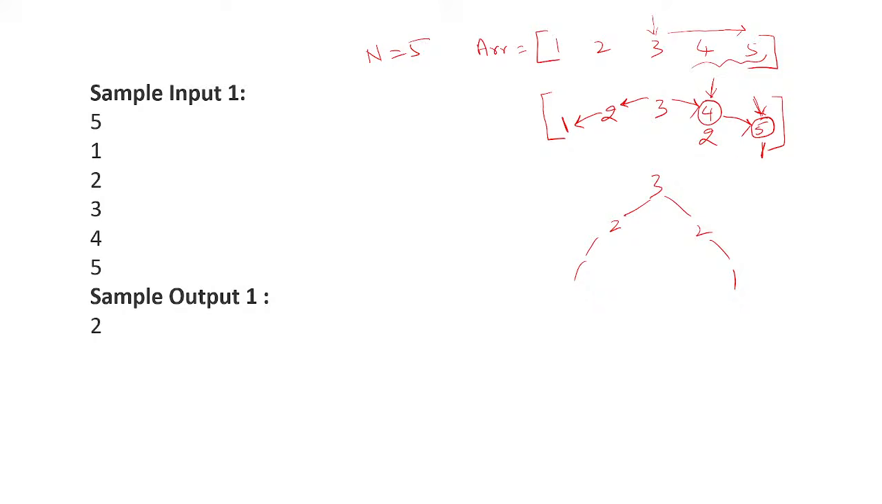So what is the answer here? The output is 2. That means the number of elements you need to change is 2. These two elements, 4 and 5, you need to change so that it becomes a mountain array. What are those changes? You need to make 4 and 5 into 2 and 1. Here they asked only for the number of changes required. So 2 elements we need to change to make it a mountain array. Got it? Similarly, we'll work with one more sample input here.